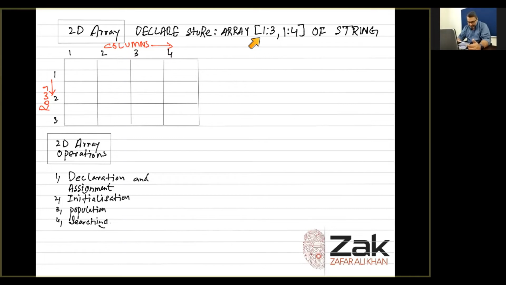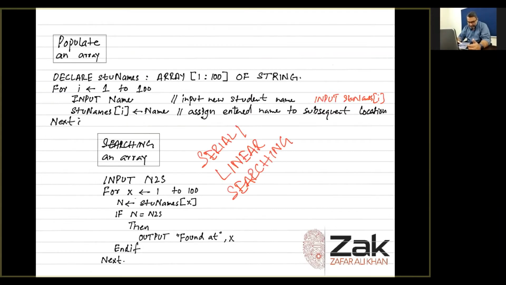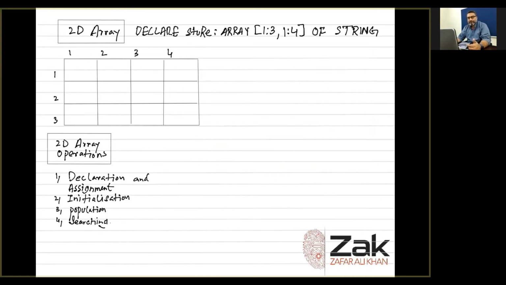Remember, in a one-dimensional array, it is just one value, 1 to 100. But over here, we have two values, 1 to 3 and 1 to 4. So first, 1 to 3 is the number of rows, and then the number of columns.